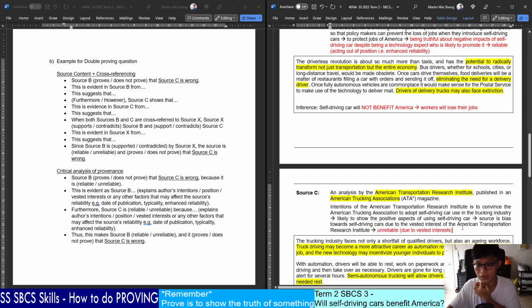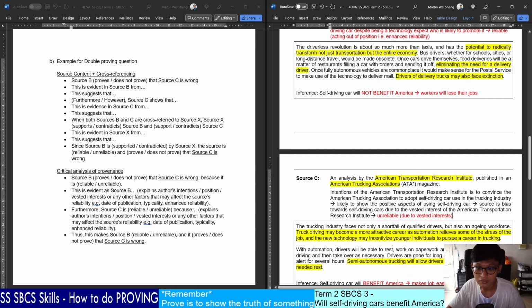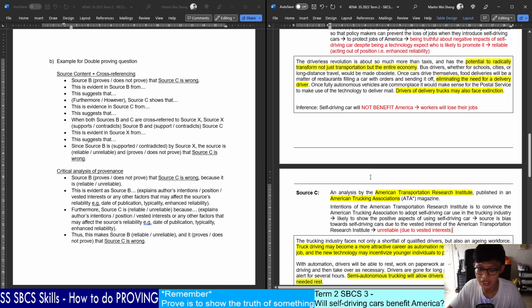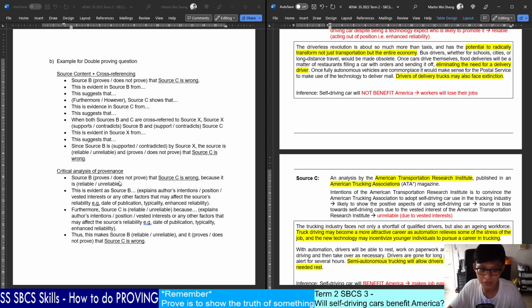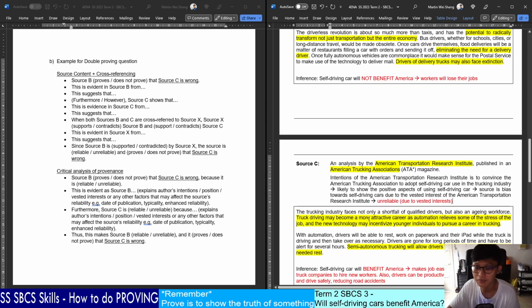Alright, so given that source B is reliable, source C is unreliable, so can source B prove that source C is wrong? Okay, in this case, based on the CAP, can B prove that C is wrong? You should say yes. Source B is reliable and it does prove that source C is wrong. Then you go on to explain why source B is reliable based on your CAP, and then you explain why source C is unreliable based on the CAP, and how source C is actually wrong. Alright, so this is it for this practice.